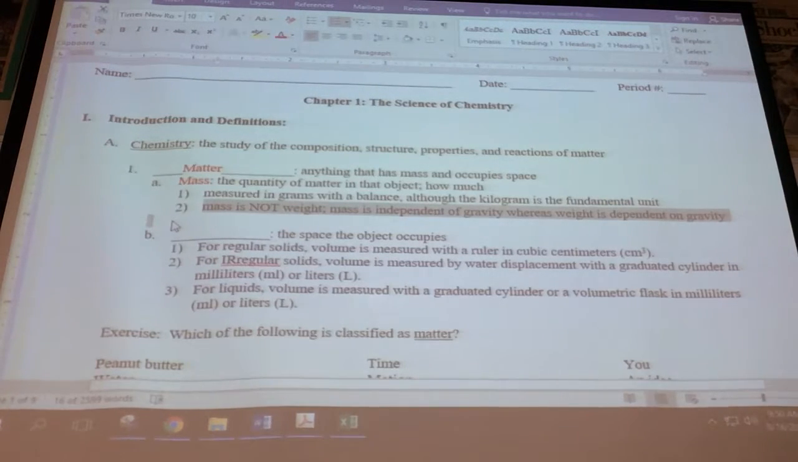Your mass here and your mass on the moon is the same, but weight is gravity dependent. So what you weigh here is not what you weigh on the moon, and that's why they have moon suits when they go in outer space.